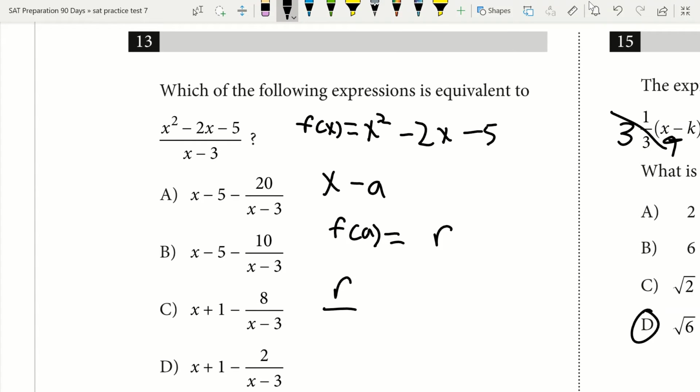Now keep in mind our remainder has to be divided by that x minus 3 since that's what's in our denominator. But by doing this, we can find our answer really quickly because we see all of our remainders are different.